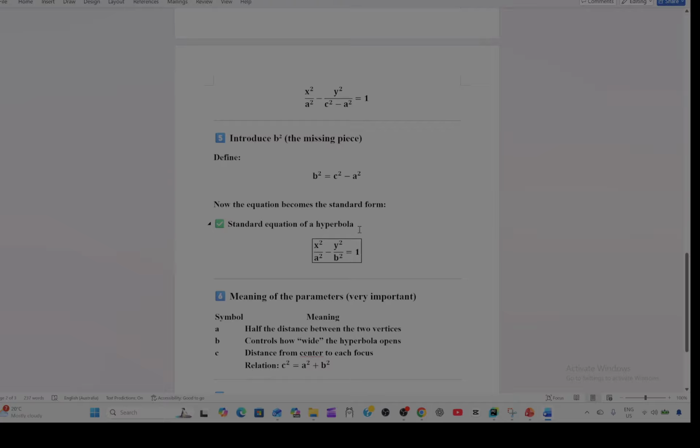The standard form equation of a hyperbola is x squared over a squared minus, remember this is minus, y squared over b squared equals 1. If you got plus, you become a circle, right? So that's why the meaning of the parameters in the standard form is very important. The symbol a is half the distance between two vertices. Remember, half the distance between the two vertices. That means 2a is the distance between the two vertices, right?